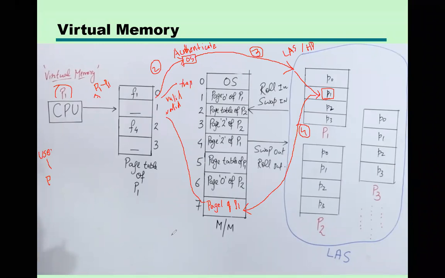Step number 4, what do we have to do? Simply, we have to copy the required page into the main memory. Search for page number 1, and once available, copy that page into the main memory.